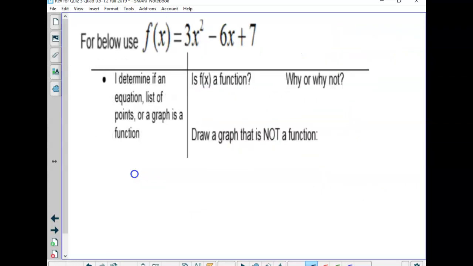Is this a function, guys? We just graphed it. It was a parabola, right? So you could say yes because its graph passes the vertical line test, or none of the x's are repeated. Not a function would be something like this.